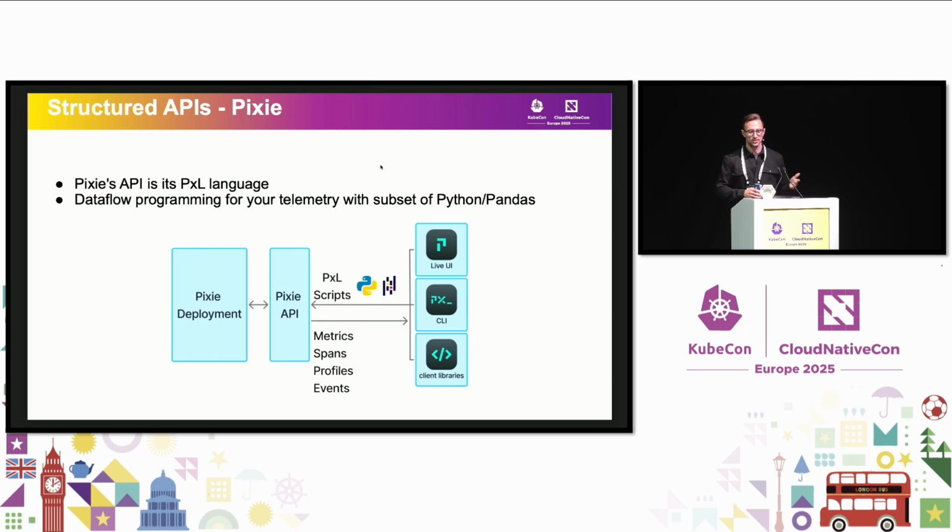Similarly, the CLI also uses Pixel in order to do its data access. And if you want to build any third-party integrations, we expose client libraries, and Pixel is the input to those as well. So, these three things feed the Pixie API, the Pixel script. It does the processing and data filtering, and back out, you get your metrics, spans, profiles, and events.